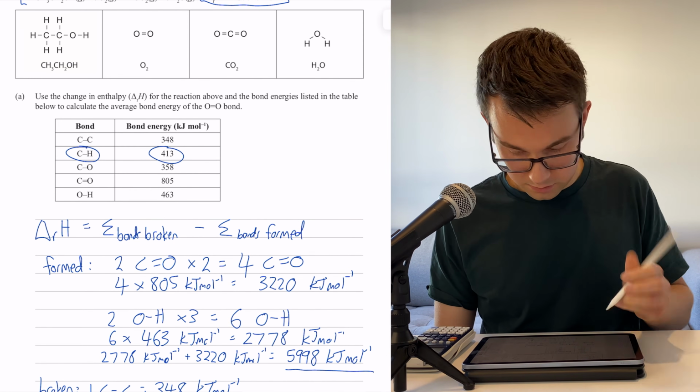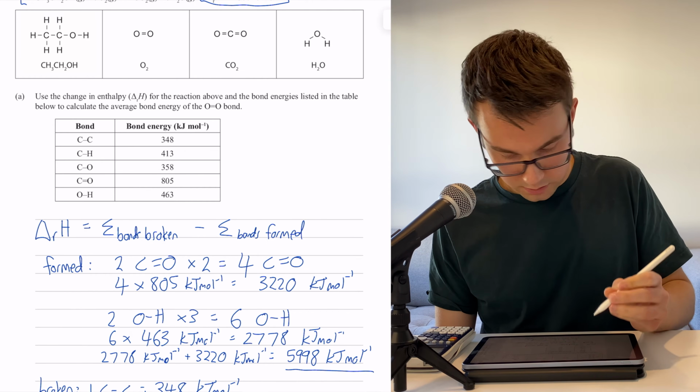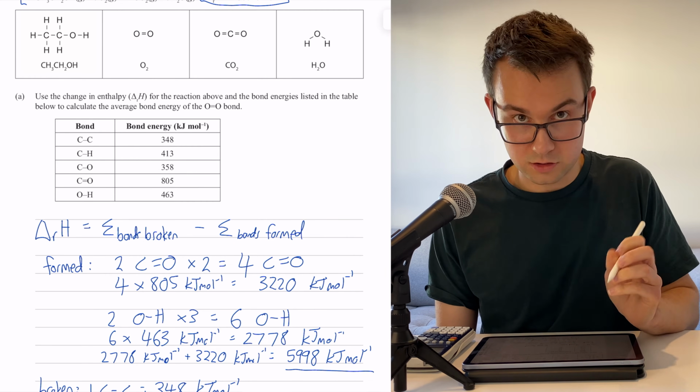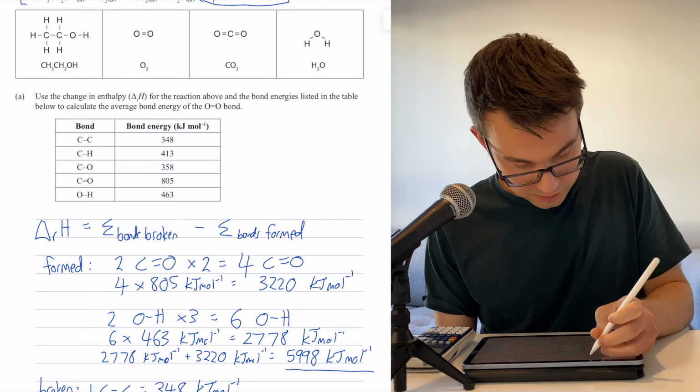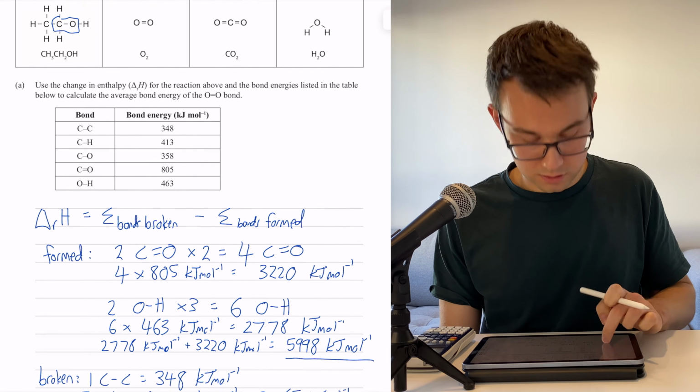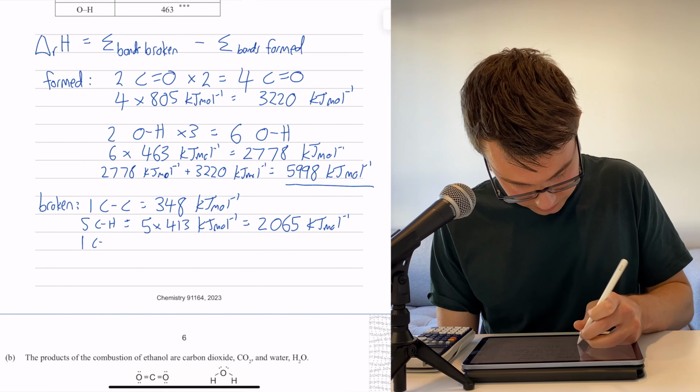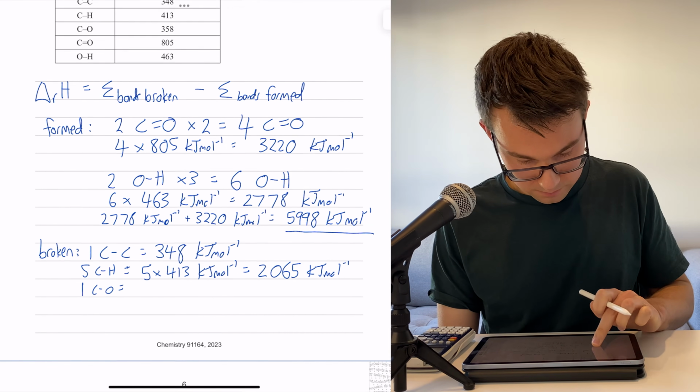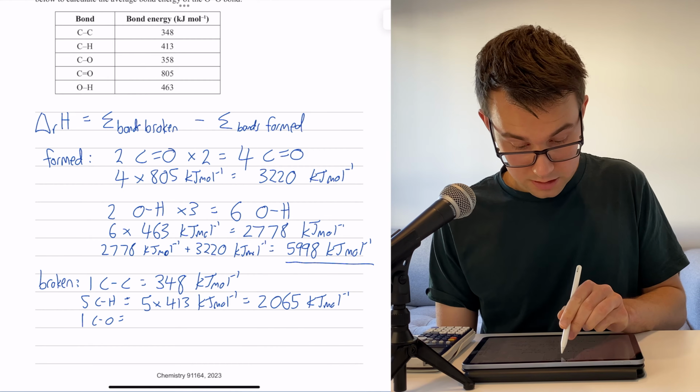Okay, now what do we... Don't worry, we didn't forget the last one. Oh, there's 2 more. Oh, we almost forgot. Okay, we got this C to O bond. Looks like there's only one. Let's do that. So 1 C to O, which is equal to 358.